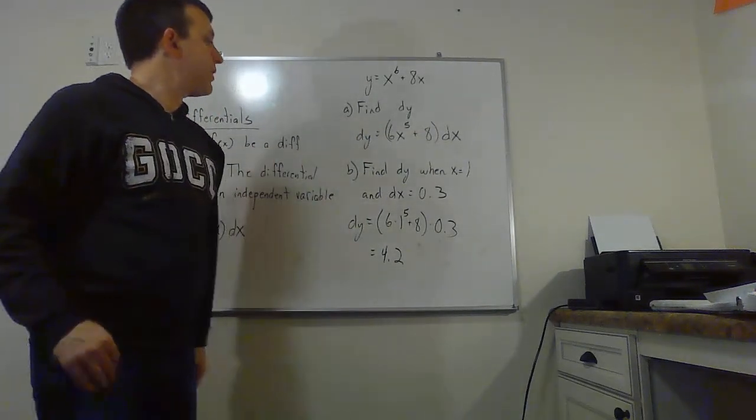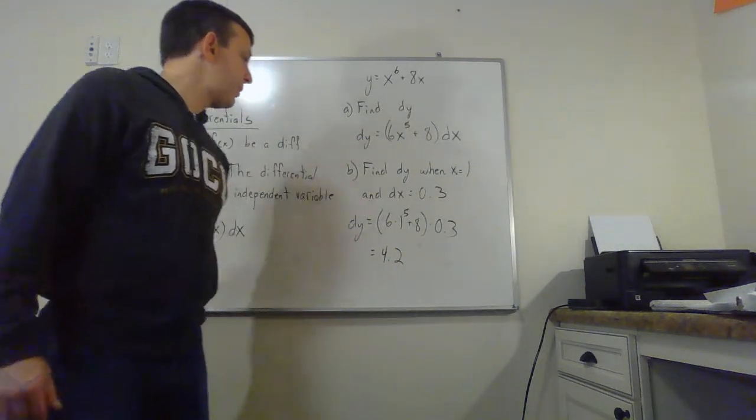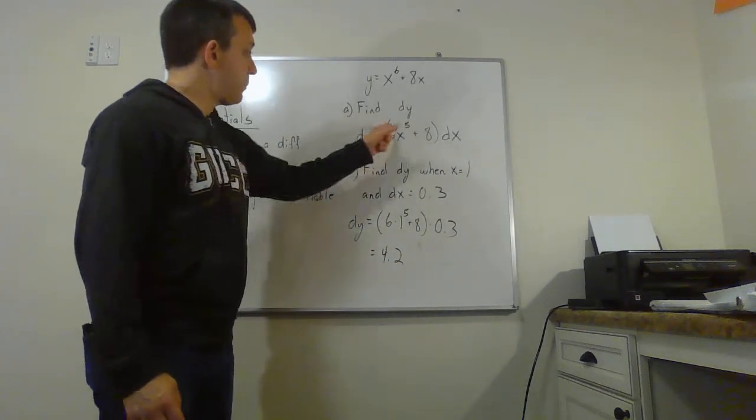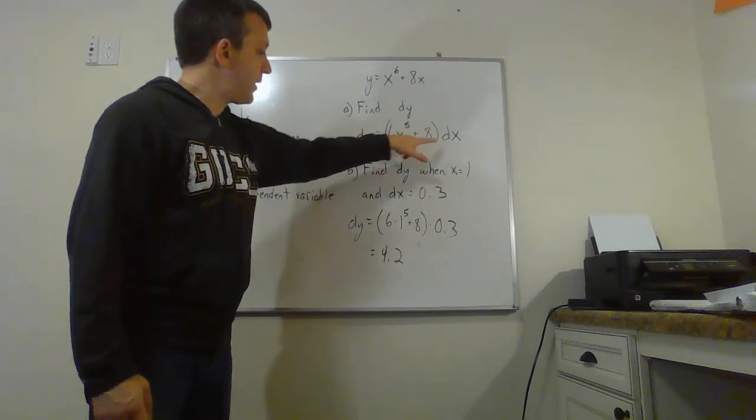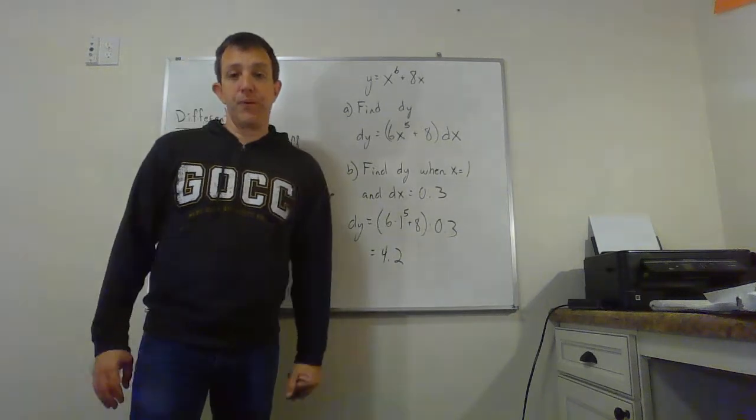For part B, I want to find dy when x is equal to 1 and dx is 0.3. So all I did is I just plugged in numbers. I put in 1 for x and 0.3 for dx, and I worked it out and we got 4.2.